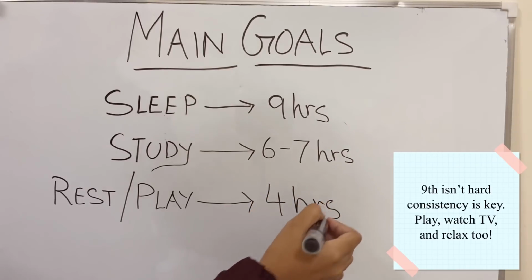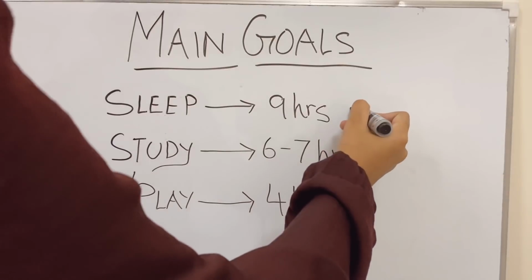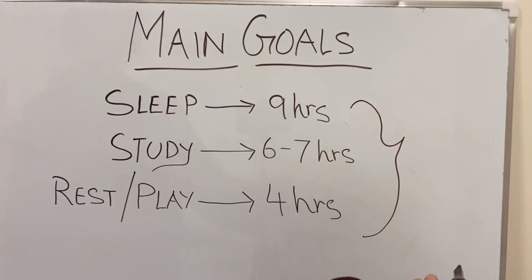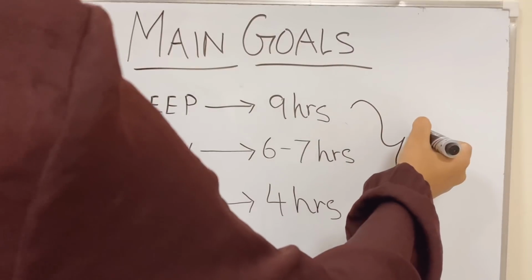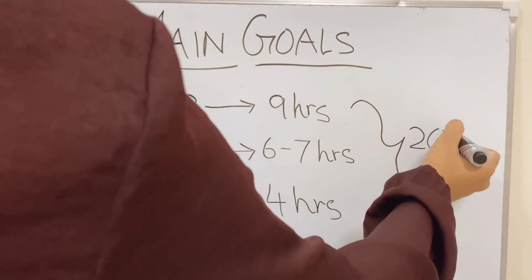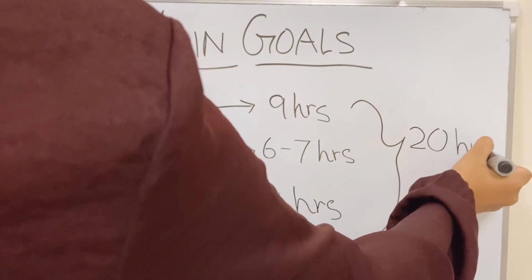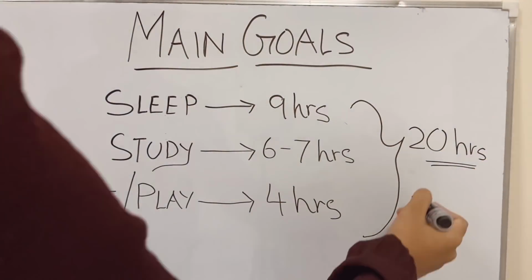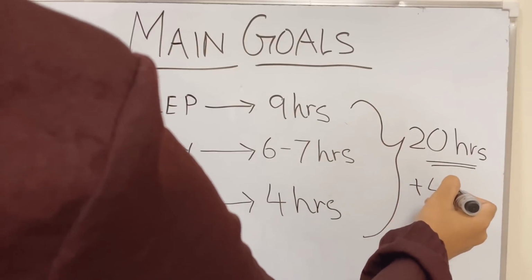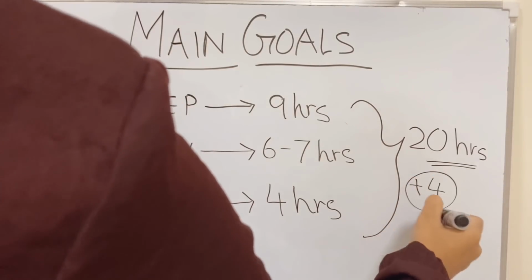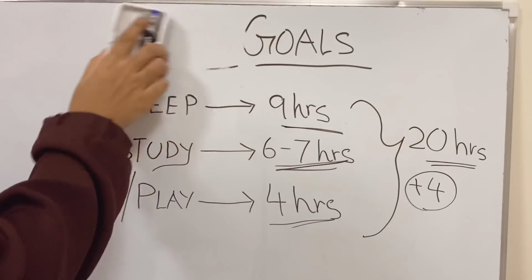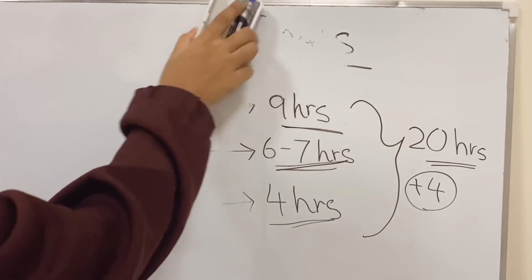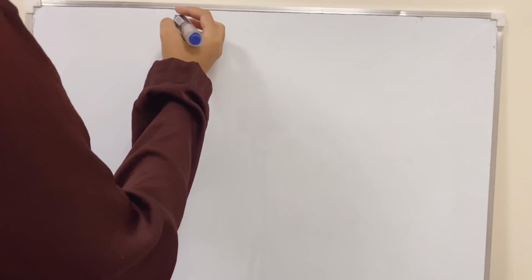Now if you see, I have given 9 hours for sleep, around 7 hours for studying, and 4 hours for taking rest or playing or doing whatever you want. So this itself is only 20 hours, which means you'll have 4 hours extra and you can do anything with that. So it might seem like, oh my god, there is so much studying to do, but actually it's not that much. All you have to do is stay consistent in 9th grade. It's going to be really simple. You're going to do great.